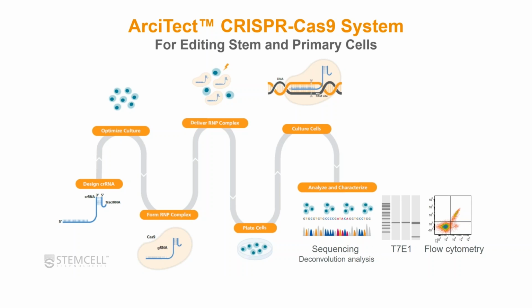And there's several different methods out there. I'm going to touch upon some of them, including sequencing, T7 endonuclease, or flow cytometry, and it really depends on your experimental design as to which is the best characterization method for you.